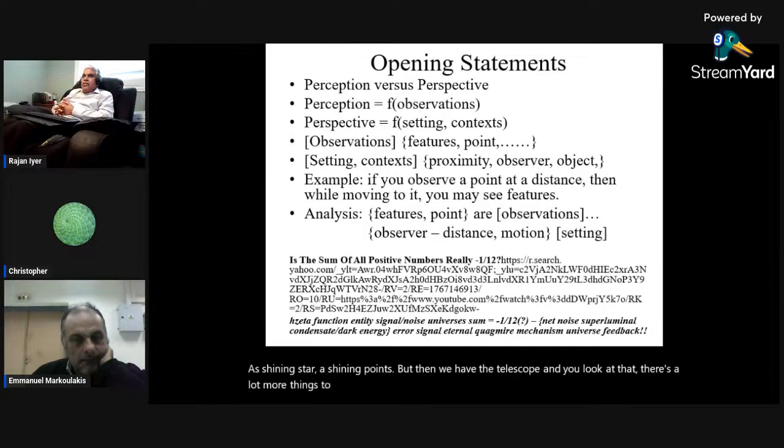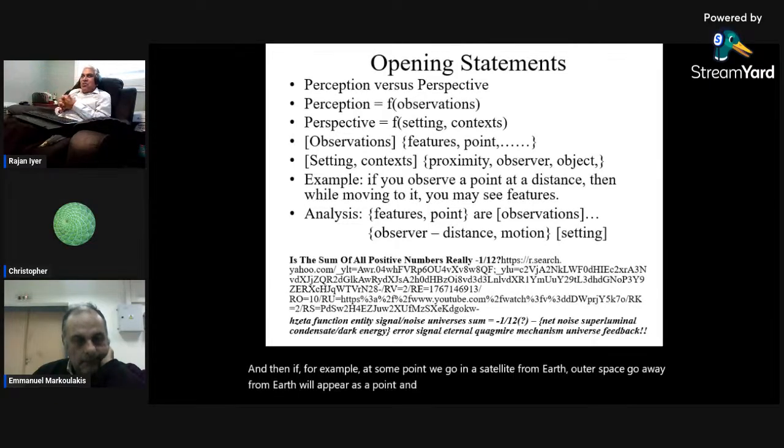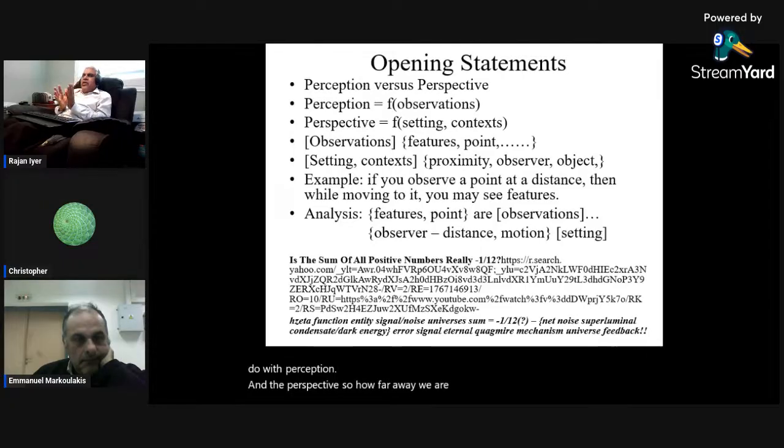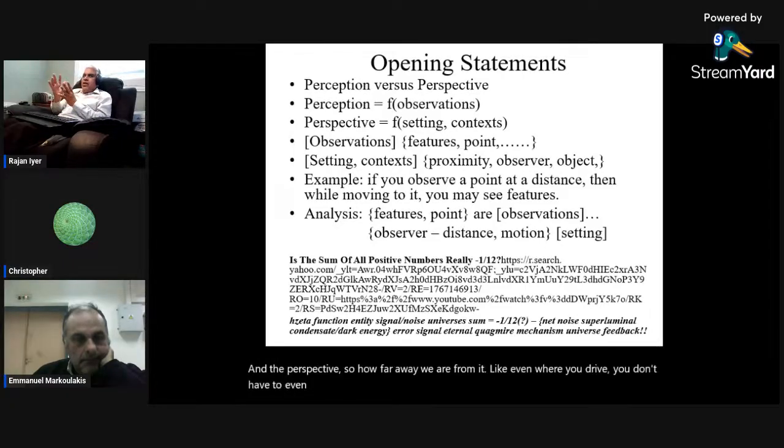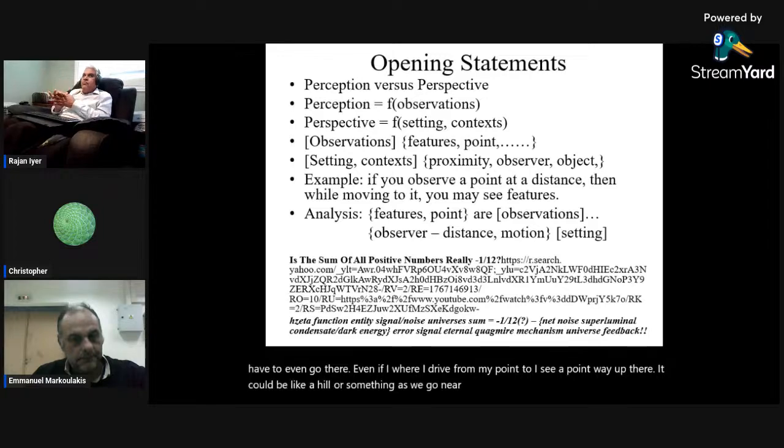And then if, for example, at some point we go in a satellite from Earth, out into outer space, Earth will appear as a point, and we are all living inside that point. So it has a lot to do with perception and perspective, so how far away we are from it. Even when you drive, I see a point way up there. It could be a hill or something. As we go nearer and nearer, we see more and more features.